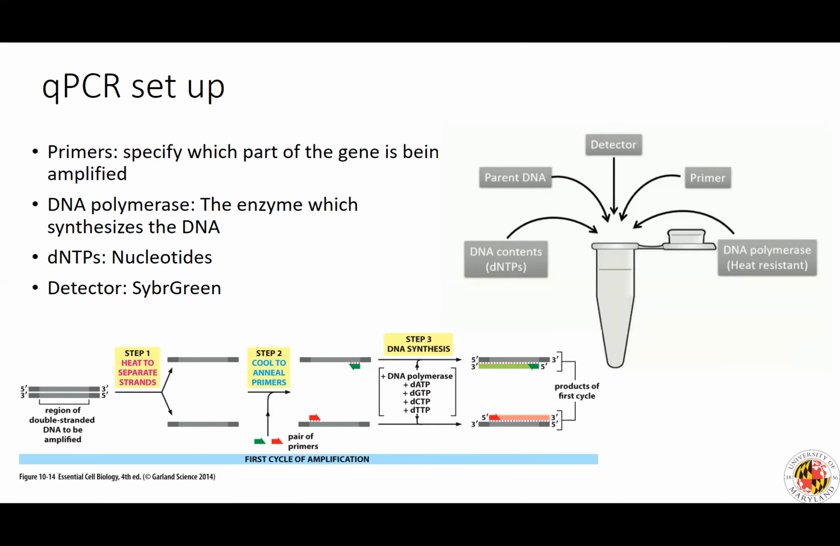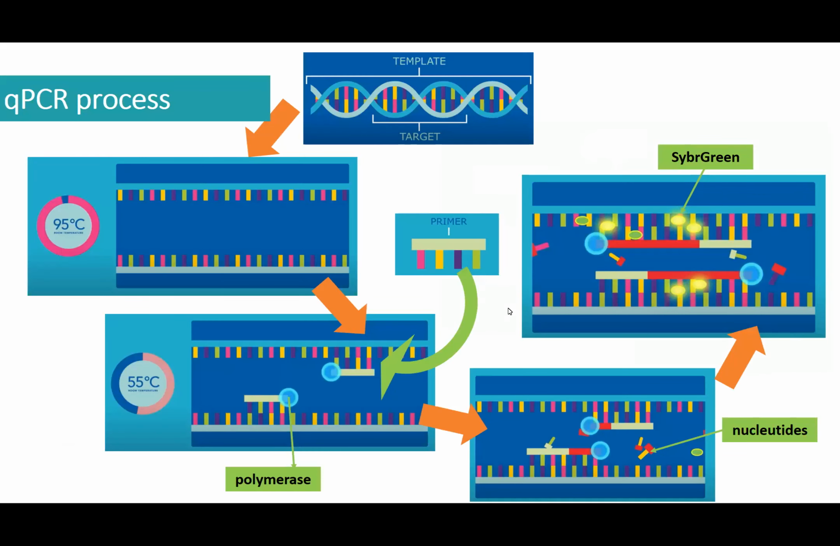One of the most commonly used detectors is SYBR Green, which is basically a fluorescent dye that binds to the double-stranded DNA and emits light. And the thermal cycler machine can detect that, and with the help of the SYBR Green, we can quantify the number of pieces of genes that are being produced.